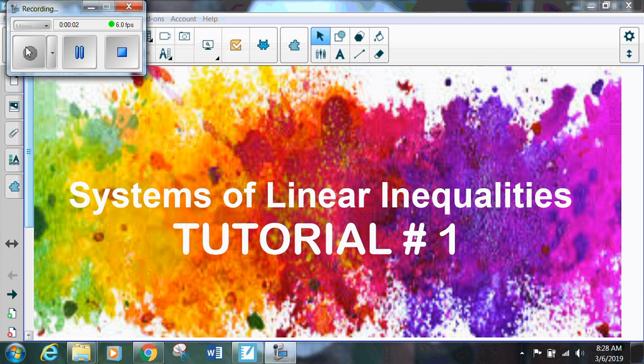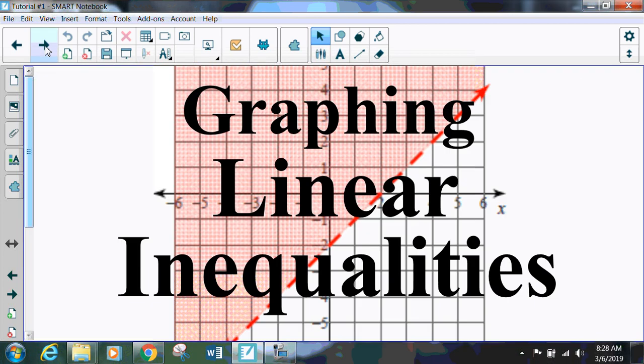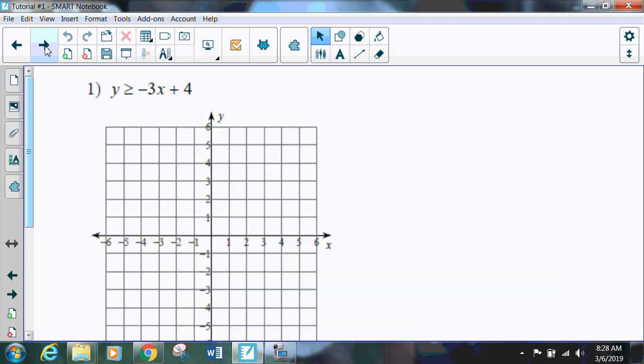Okay, systems of linear inequalities, tutorial number 1. Let's go. So today we're going to be graphing linear inequalities. So not systems of linear inequalities, just single linear inequalities.